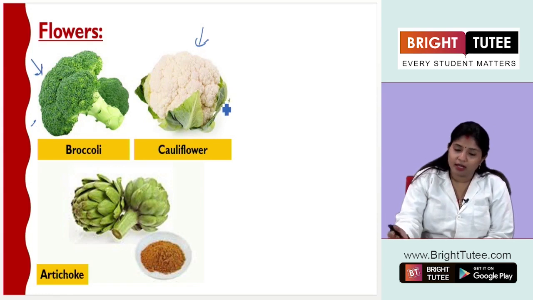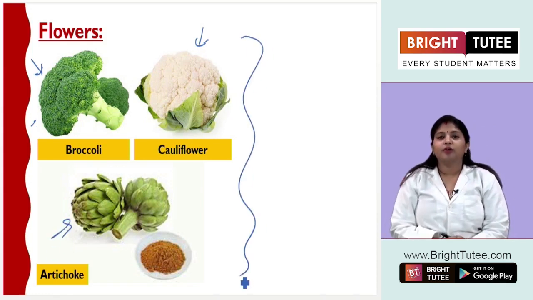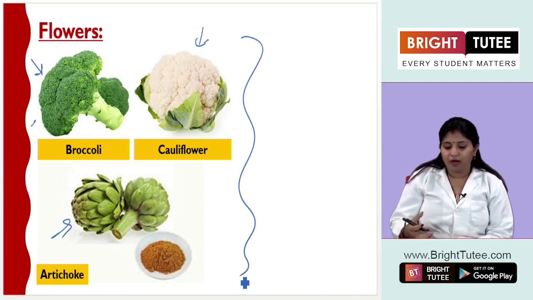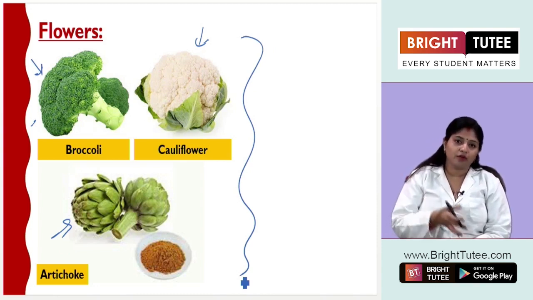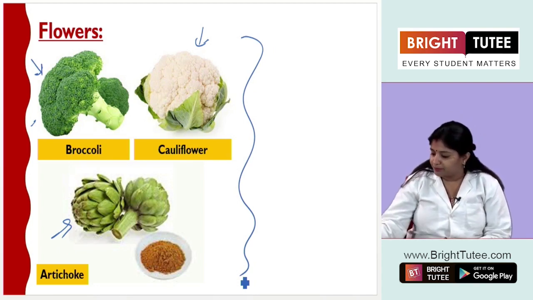Then we have cauliflower. Again, that is also a flower. Then we have artichoke. All these are flowers which we are eating in different ways, either as a salad or as a curry. In different ways we are eating flowers of a plant.